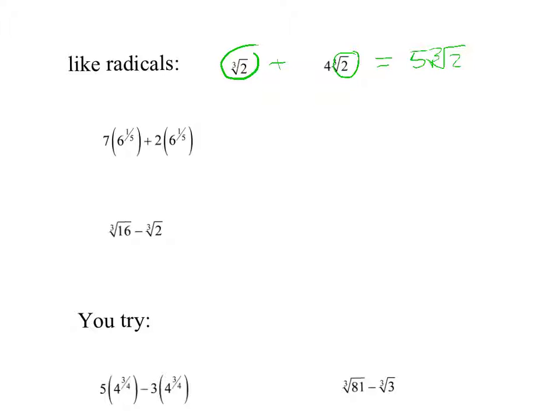So that means on this next one, my 6 to the 1/5 and 6 to the 1/5 are the same thing. I have 7 of them plus 2 of them, that makes 9 of them. So it'd be 9 times 6 to the 1/5.